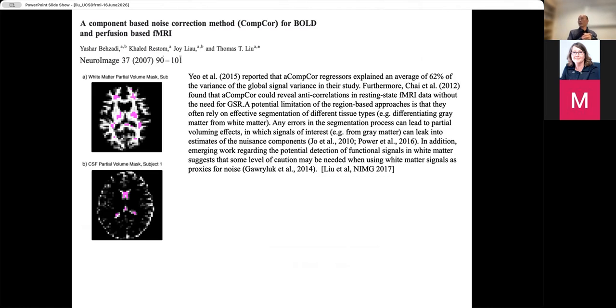As far as I can tell, if you look under the CONN toolbox, and this is where, unless you know what to look for, you'd never look for it, the regressor thresholds are probably 70%, which means there's a lot of partial voluming of your white matter and CSF with your gray matter. And you don't really need that much gray matter to have a lot of global signal in your data.